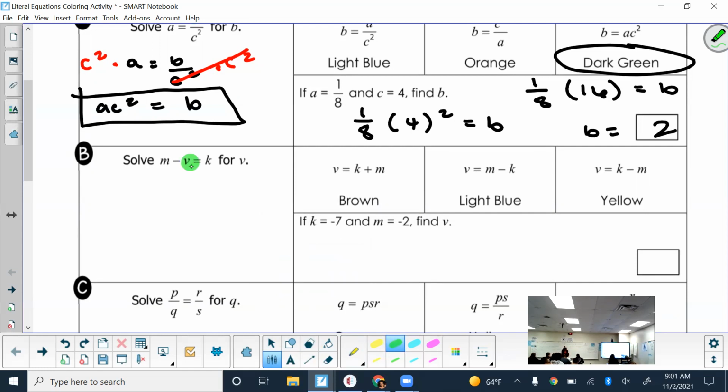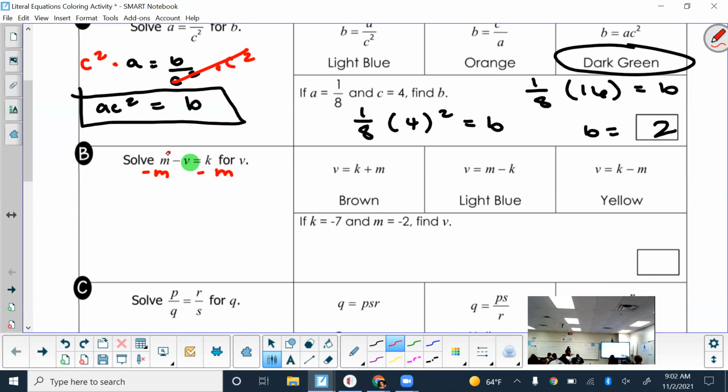All right, now what's being done to the B? Being subtracted from M. So we need to cancel out that M and that minus. Always start with what's farther away. How can I cancel out the M? Subtract. Good. And then again, whatever you do on one side, you have to do to the other side.